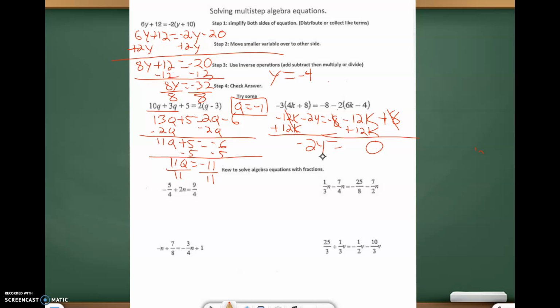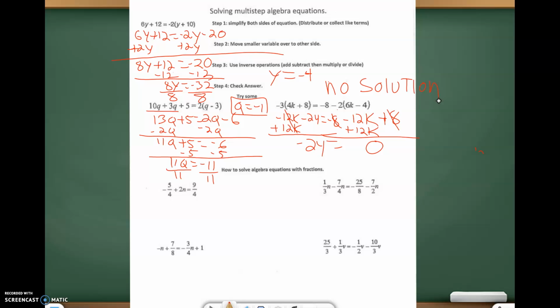Now look at this problem. You have -24 equals 0. That makes no sense. So I remember, if it makes no sense, then it's no solution. Now, if your answer made sense, let's say it was -24 equaled -24, well, guess what, guys? Then you would have many solutions, okay?